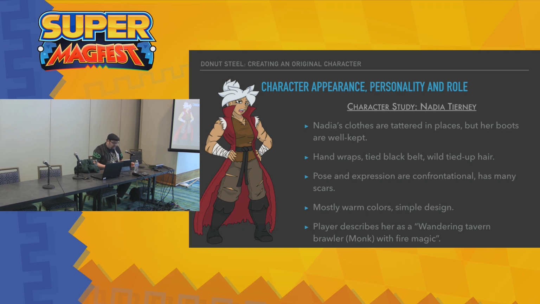But she has a long arc of learning how to figure things out and work alongside people. Another one of those disaffected loner characters who learns to work together. Her appearance and personality and her role in the story all work together because her appearance gives way to her personality. She's a brusque, to the point, very direct character. And her role in the story is that she wanders from tavern to tavern, throwing fights and coming up against people with weapons and having to fight them unarmed or with the fire magic she has.